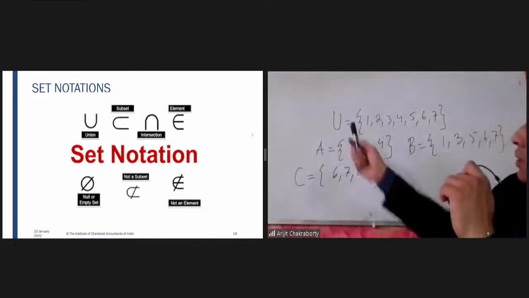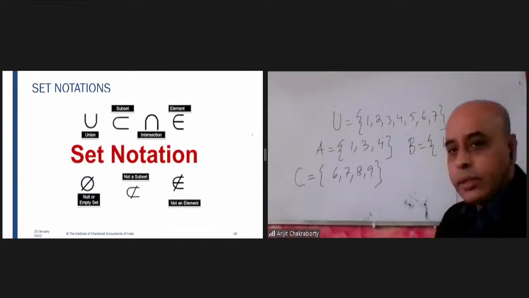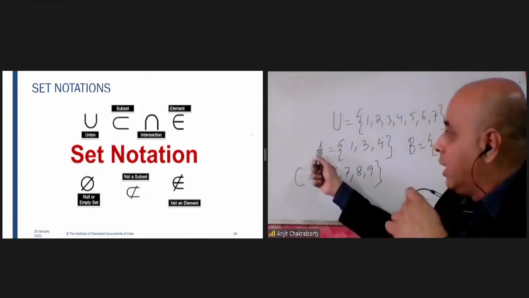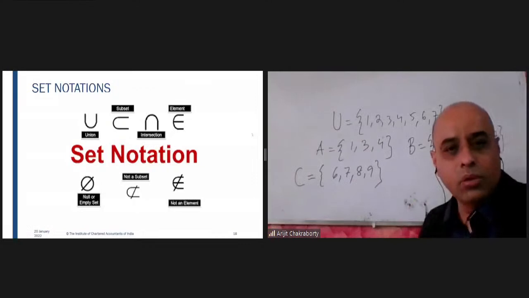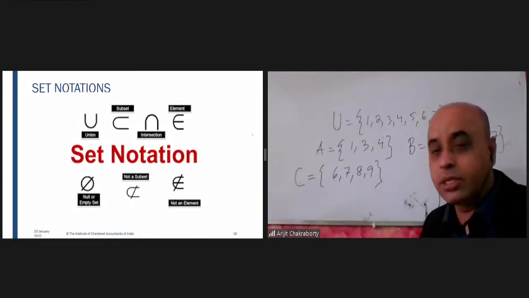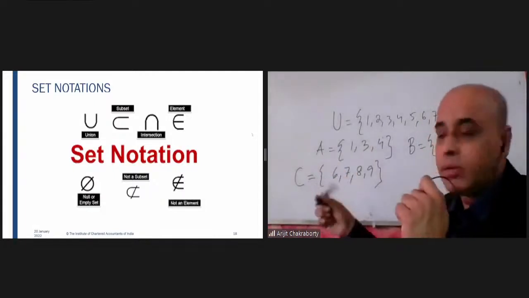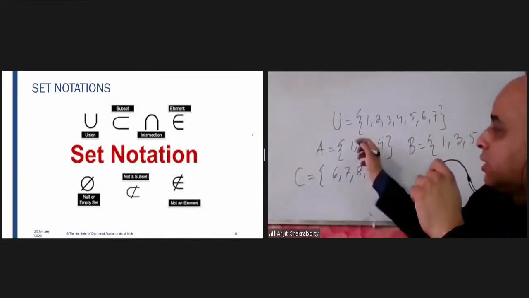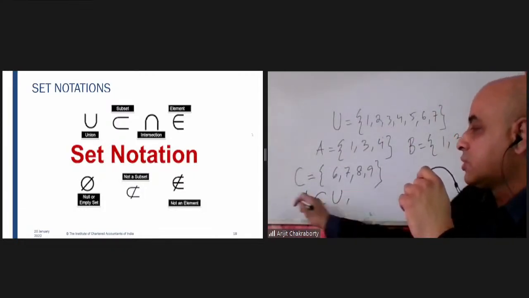Okay. So here you see A is {1, 3, 4}. Now, if I ask you, is A a subset of U? Let me go step by step. Is A a subset of U? The answer is what? 1, 3, 4 are there in the elements. There are 3 elements in set A: 1, 3, and 4. In U also we have 1, 3, and 4. So I can say A is a subset of U. This is number 1.